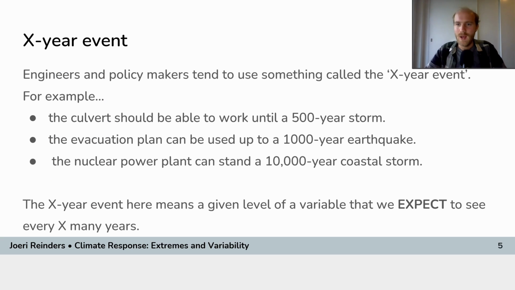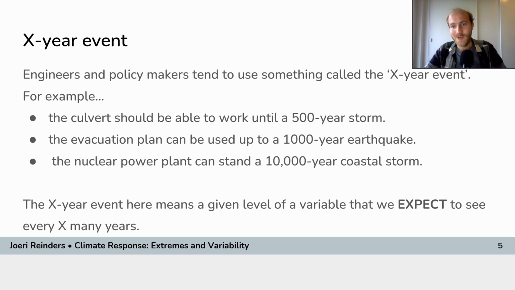important to remember, because what we're going to do is find what we call the X-year event. The X-year event is an event, could be a temperature value or a storm, flood, or a drought, that we expect to see at least once every X many years. And this is a value that's often used in policy making, infrastructure development, any sort of those processes. Very important for climate change. For example, if we build a culvert, we want it to sustain a 500-year storm, a storm that we only expect to see every 500 years. Pretty rare, pretty extreme storm event.